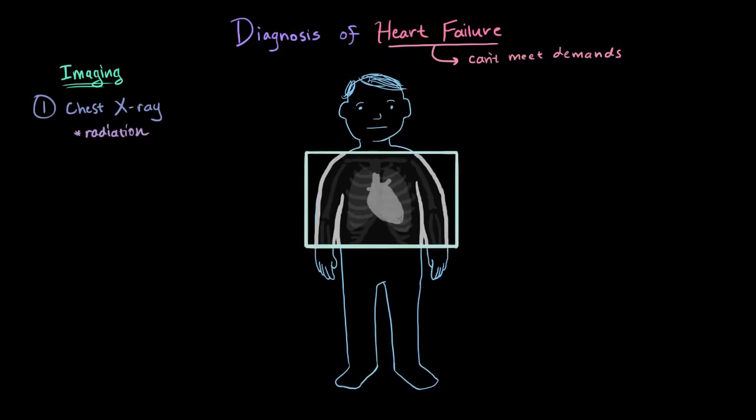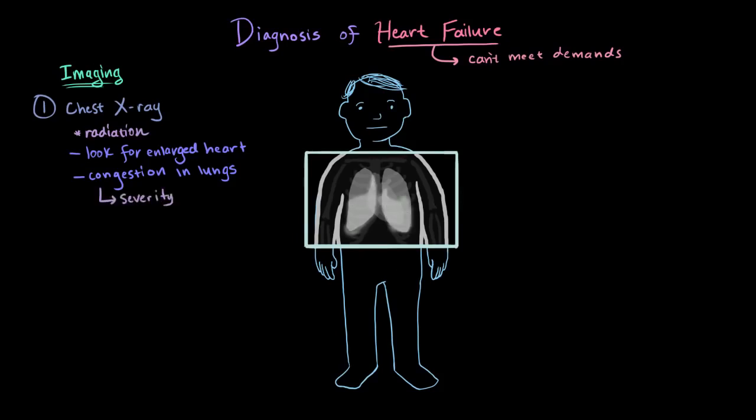Because remember, with both systolic and diastolic failure, the heart can actually get bigger, and this can sometimes be seen on x-ray. And then another thing that doctors might take a look at is your lungs. Because remember, with left-sided heart failure, you can have this congestion or like a fluid buildup in the lungs. And this fluid is sometimes visible on x-ray. And this can give doctors a clue as to both how severe the heart failure is and also whether it's left-sided or not.